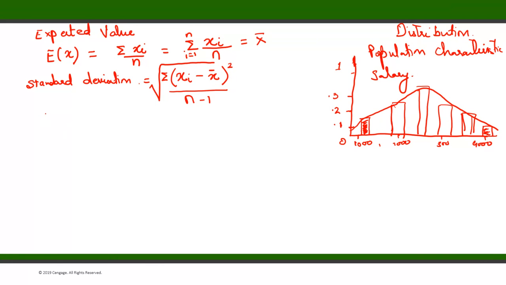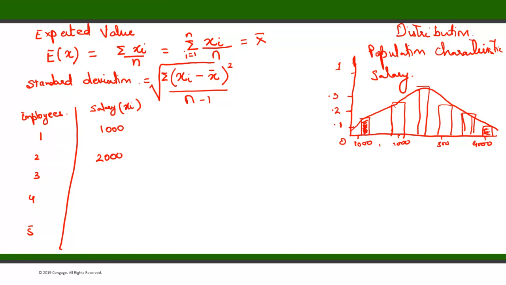So for example, I will just put there are employees. There are employees 1, 2, 3, 4, 5. This is just hypothetical data. These are their salaries, which I am denoting by x_i. The first employee has a salary of $1,000. The second one has 2,000. The third one has 1,500. The fourth one has 4,000. The fifth one has only 500.